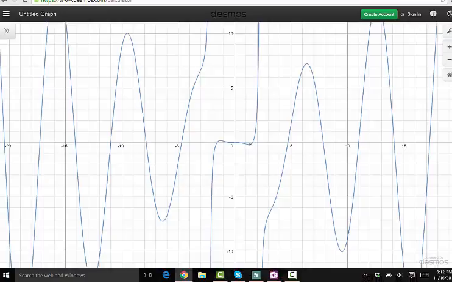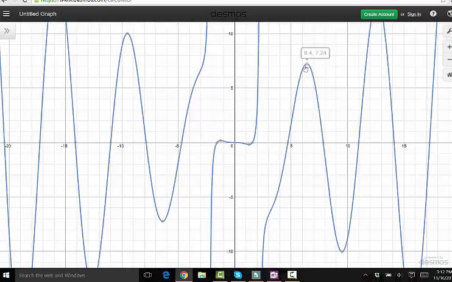Wherever I have a minus, it turns into a plus. Whenever I have a max on this side, it turns into a min on the other side.